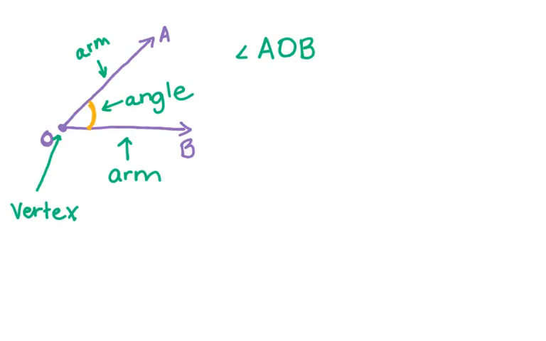Okay. So this is what an angle looks like, minus all the little labeling words in the green. So angles, we find angles in various things around us. You find angles in scissors when you open them up.